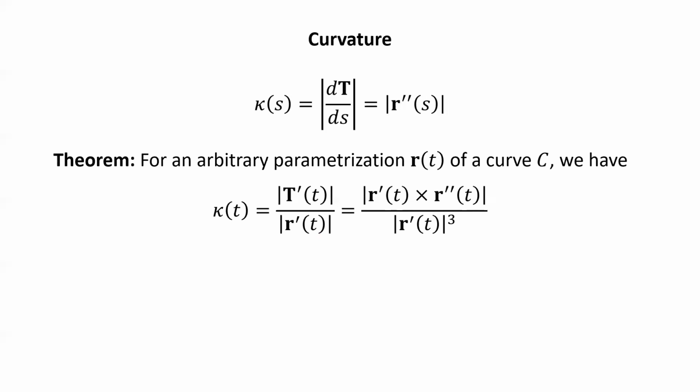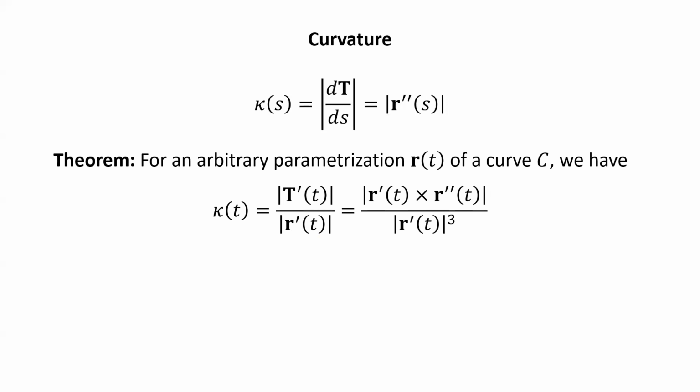Now, in practice, it would be a bit tedious to have to reparametrize every curve in terms of arc length before computing the curvature. Luckily, there's a nice theorem here that allows us to compute the curvature of an arbitrary parametrization. There are two formulas here we could use for an arbitrary parametrization. The curvature at t is the length of the derivative of the unit tangent vector at t divided by the length of R prime of t. And that in turn is equal to the length of the cross product of the derivative of R of t and the second derivative of R of t divided by the length of R prime of t cubed.